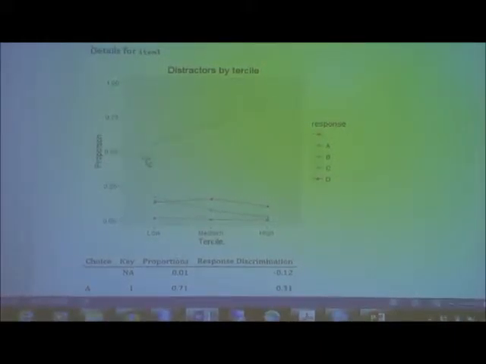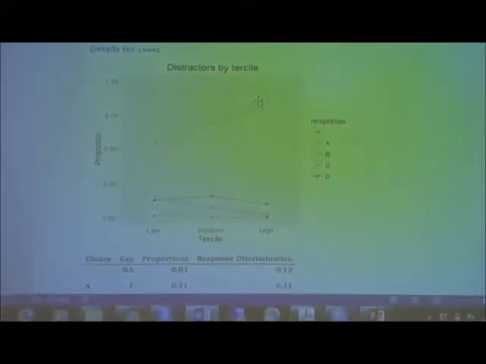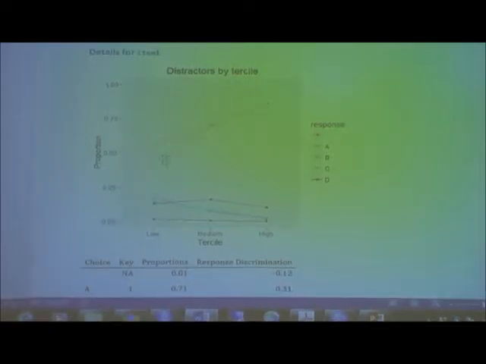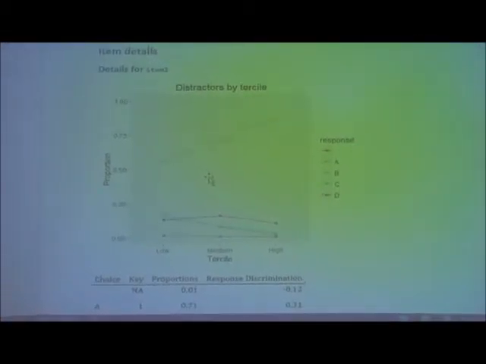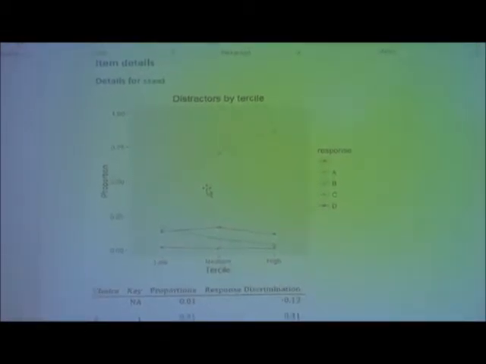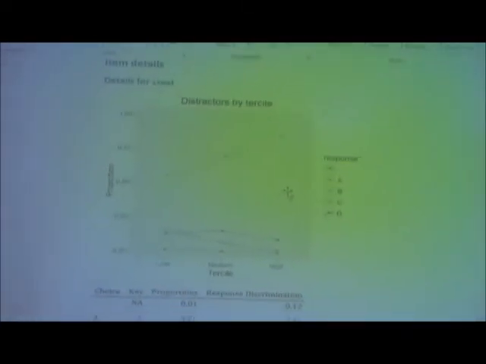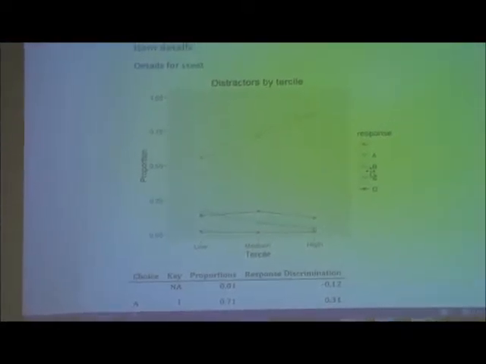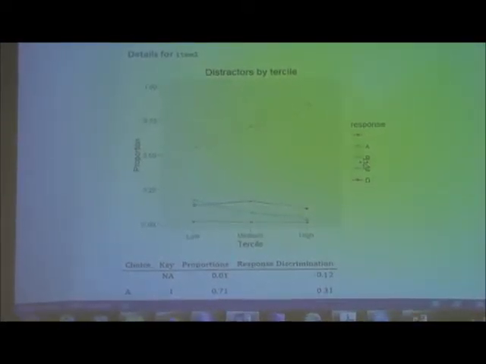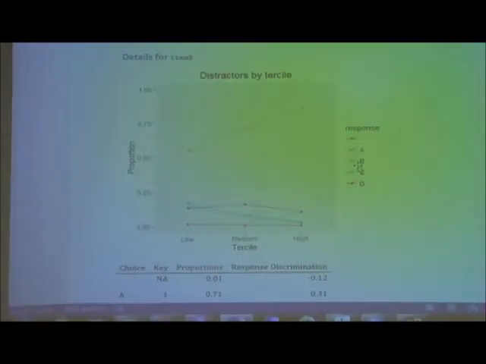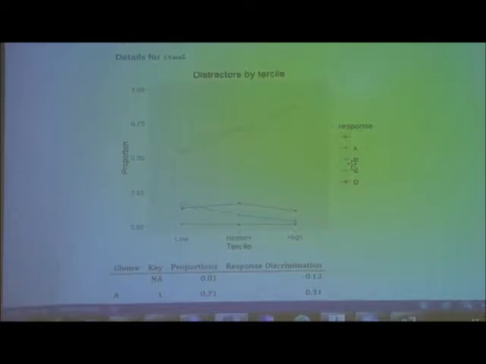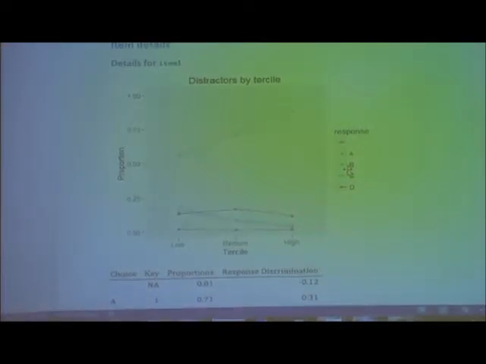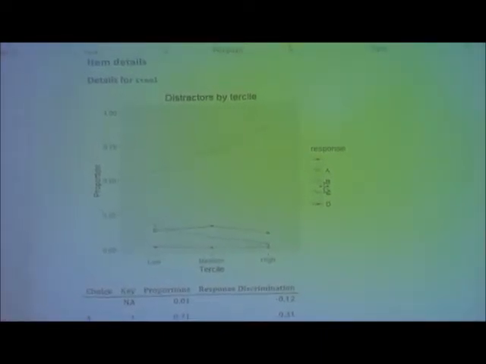Typically the correct answer should be positively sloped between the low, medium, and high tercile, and the other response options should not be positively sloped. That's how you figure it out, and that's what you want. If you get two positively sloped response options, it gives you an idea of why that option isn't good, or why the item isn't good, and you need to fix it up and modify it.